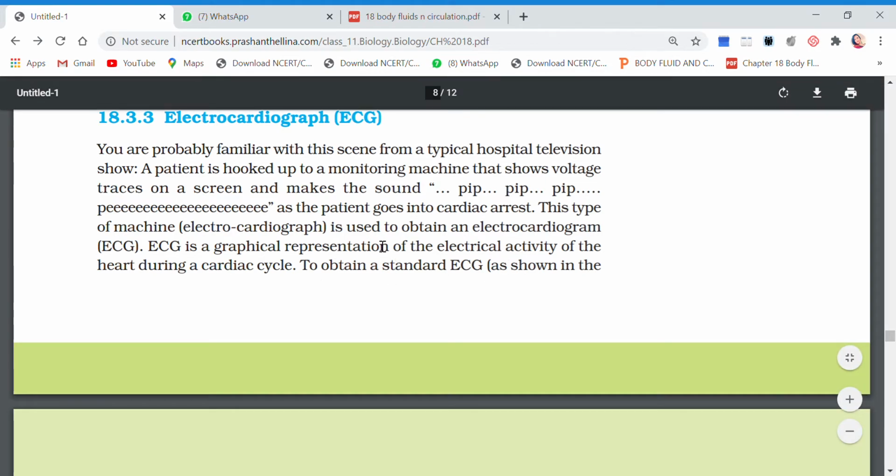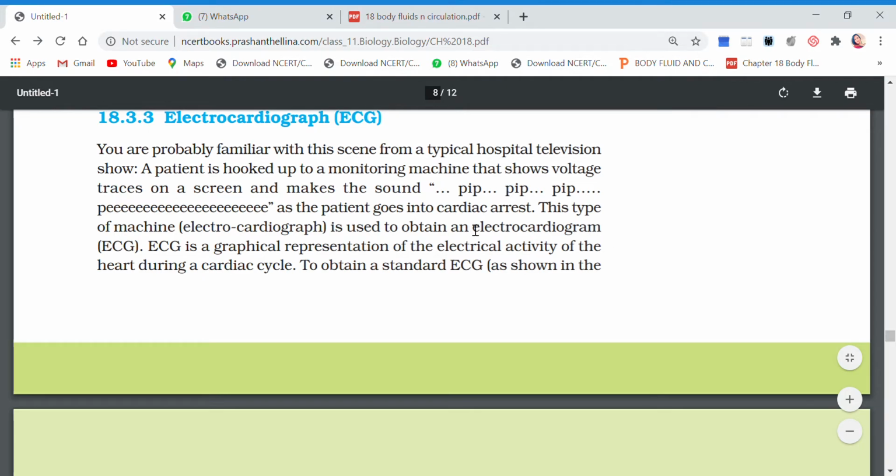Now this is actually how the electrocardiograph works. As the patient goes into cardiac arrest, the flat sound comes. This type of machine, which is called an electrocardiograph, is used to obtain an electrocardiogram.